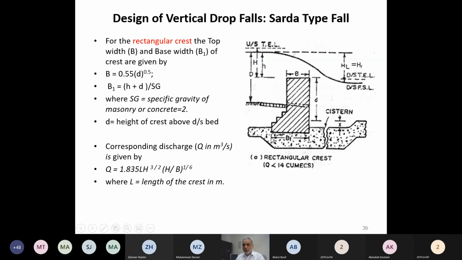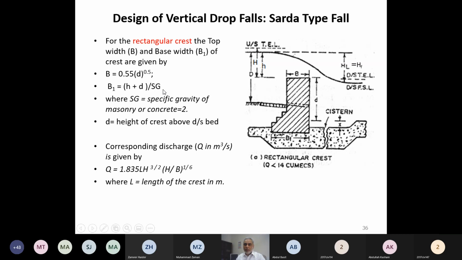So they said that the width of the crest wall will be sufficient if it is provided as H plus D, which is the total head from the downstream bed. So D plus H is actually the height of the water with respect to the downstream bed. So that will be the upstream head over here also, H plus D. H plus D is the pressure head over here also. So H plus D divided by the specific gravity.